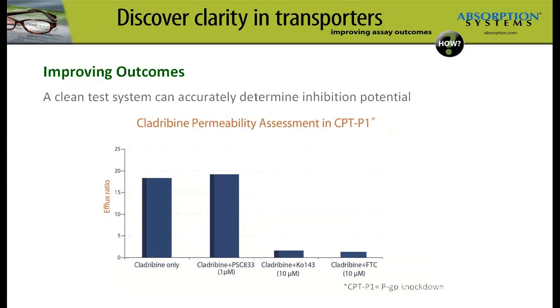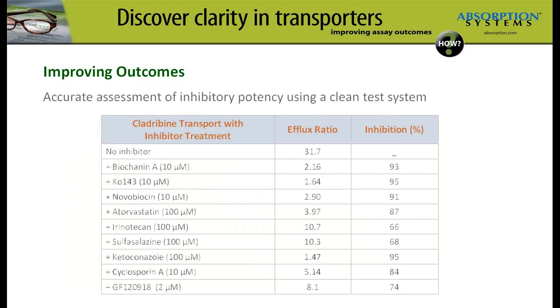Now, possible solutions would include identifying a more specific BCRP probe substrate, or the easier option, which is a clean test system, which could either be overexpressing a single transporter or one in which the expression of the transporter clouding the picture is knocked down. Our solution was to use our proprietary CPT-P1 cells, which have the expression of PGP knocked down while retaining the functional expression of BCRP. When cladribine is evaluated using this clean test system, we see a way to clearly discriminate a true BCRP inhibitor. We are also able to accurately determine the potency of inhibition, as you see from these examples of BCRP inhibitors which were evaluated in CPT-P1.